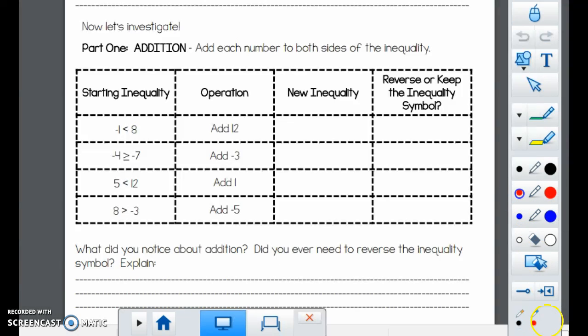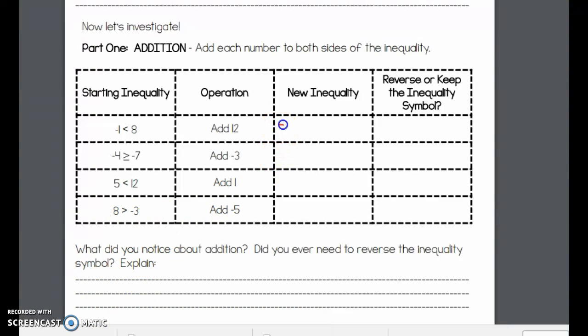Okay, this is to help you with your homework tonight. If I'm starting to talk about addition, I want to add 12 to both numbers, so I have -1 plus 12 is less than 8 plus 12. -1 plus 12 is 11. 11 is less than 20. Is that true? Yes, I keep the symbol.